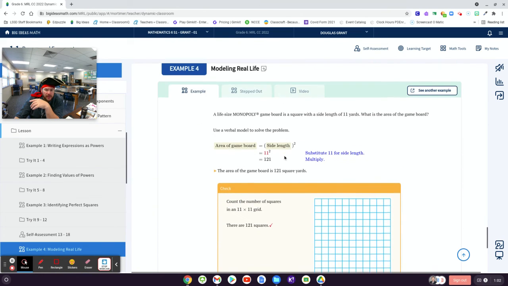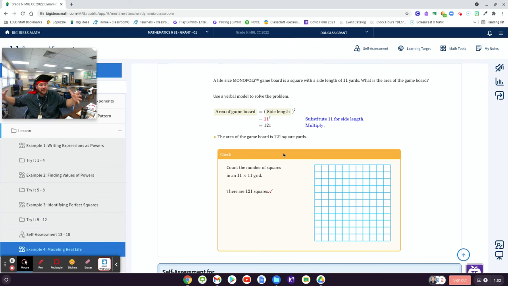Here we have a Monopoly board. An actual life-size Monopoly board, they make these so people can play Monopoly as people on a big board. The length of the board is 11 yards, and it's a big square. So it's an 11 by 11 square. So the area of the board is 11 squared, 11 times 11, which is 121 square units, or square yards.